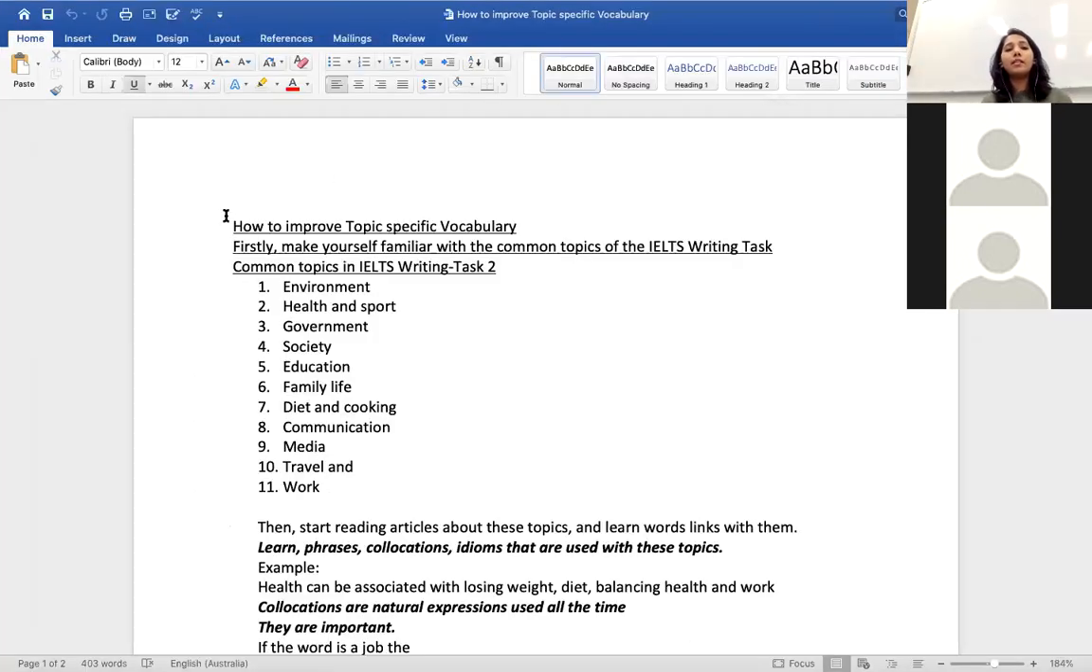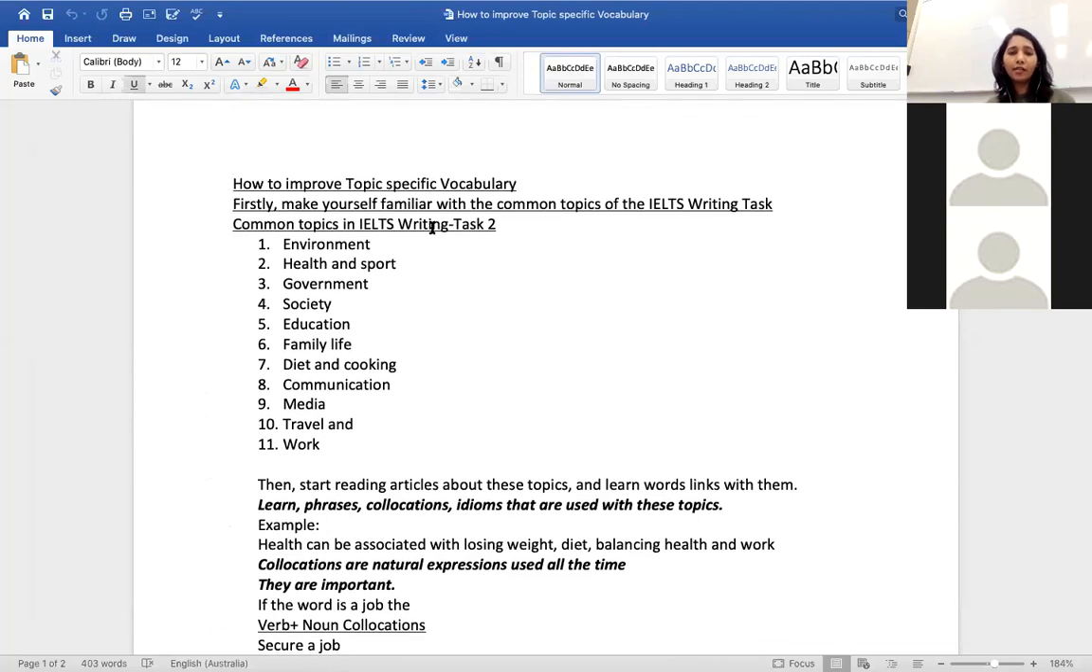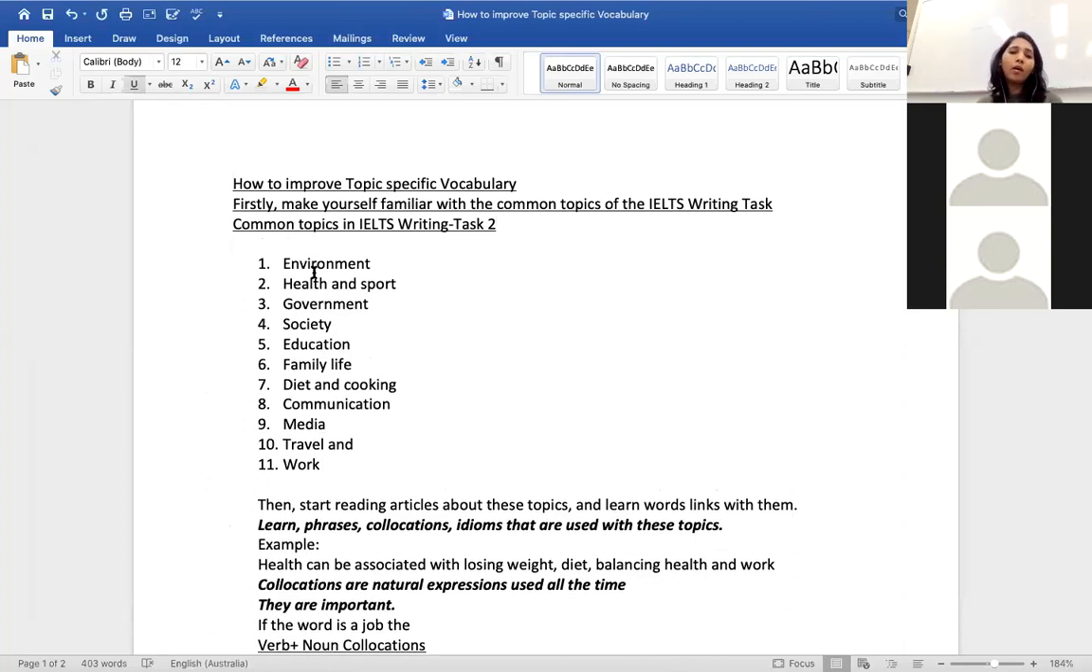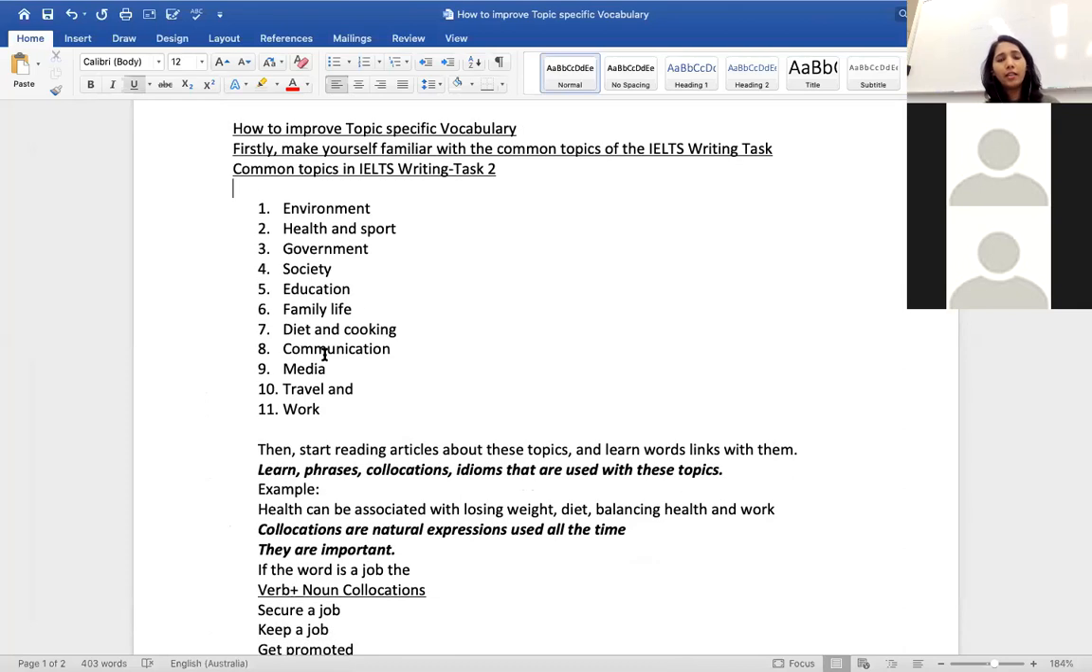So, first thing is to make yourself familiar with the common topics of the IELTS writing tasks. What are the most common things in task 2, maybe? They'll ask you about environment, health and sports, government, society, education. All these are your most commonly occurring topics. So, throughout the years, we see that all of our task 2 will have either of these topics. They won't go out of this list. It's always going to be something inside these 11 topics.